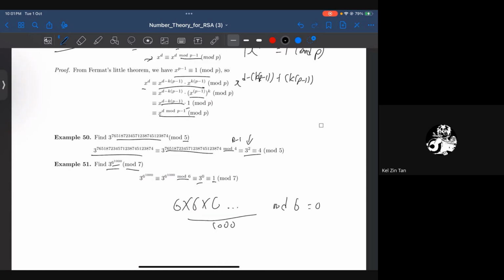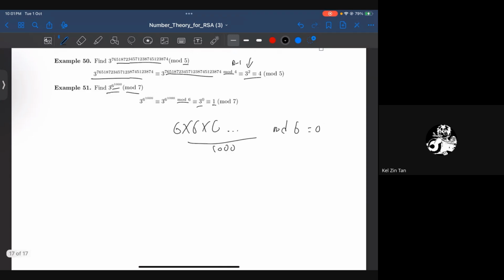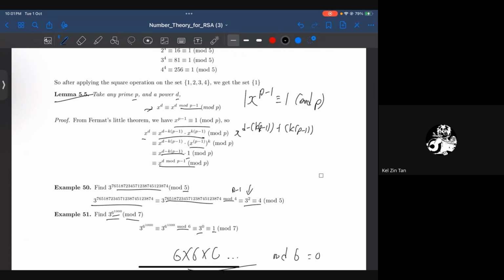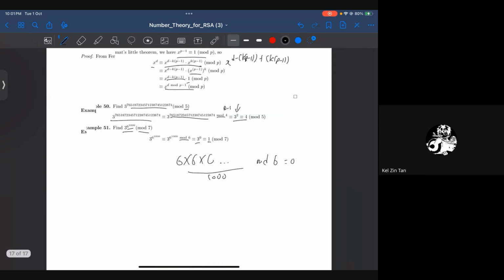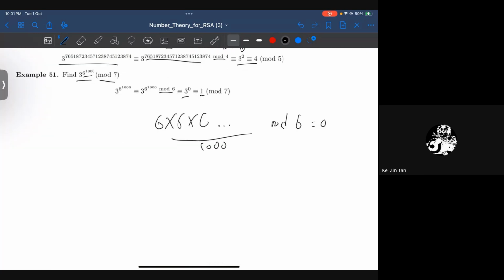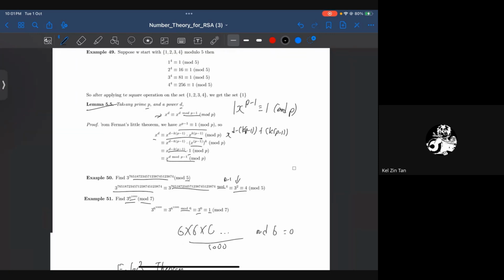Right. Okay. So that is the end of today's sharing. That's all the content that I have. Next week I will talk about Euler's theorem, and then finally we can talk about RSA. Okay, and any questions?